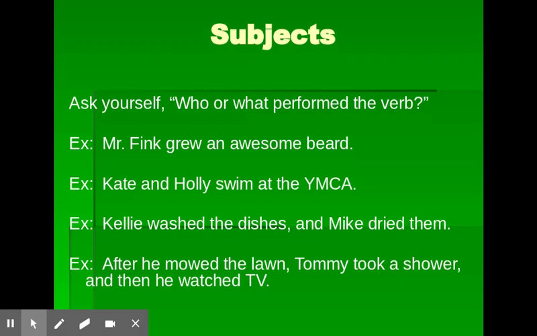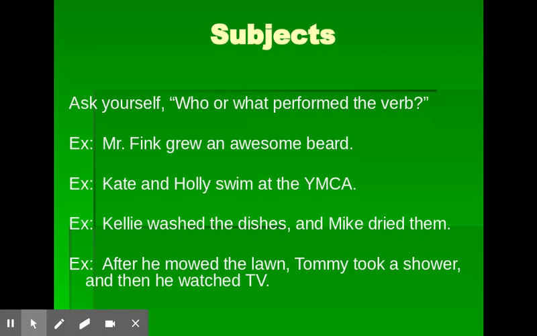What I'd like you to do is, for those 4 sentences, write those out or type them out. And I would like you to identify the verb first. If you're typing it, you can maybe bold it, or maybe you can underline it. And then I would like you to identify the subject by asking yourself who or what performed that verb. And I want you to do that for each one of those 4 sentences.